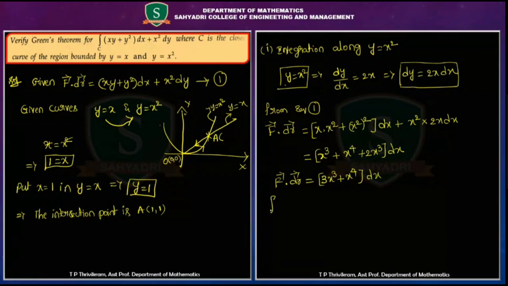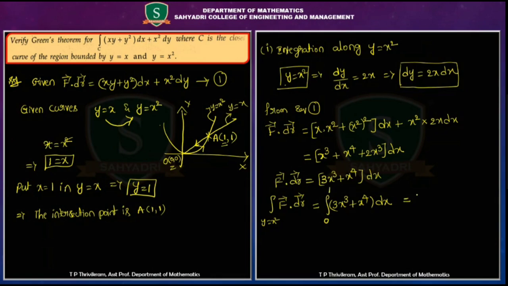Now integrate on both sides. So you'll get integral f dot dr. We have taken integration along the y equal to x square curve. Okay, so this is equal to integral of 3x cube plus x power 4 dx. But the integration through this curve is how much? We got the point as 1, 1. Okay, so x value ranges from 0 to 1. So write the limits as 0 to 1.